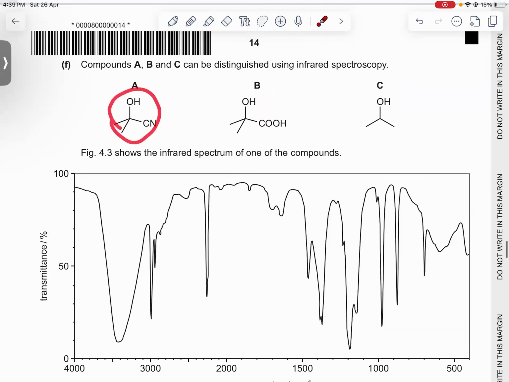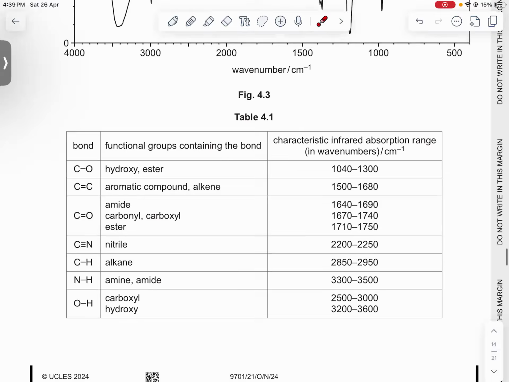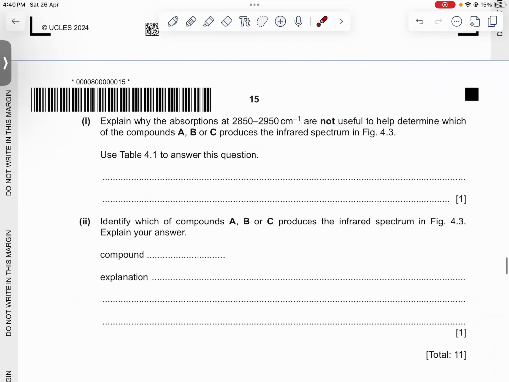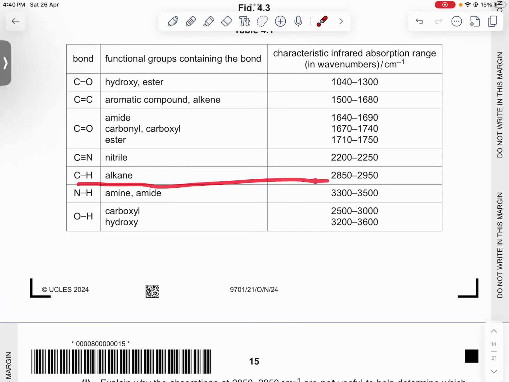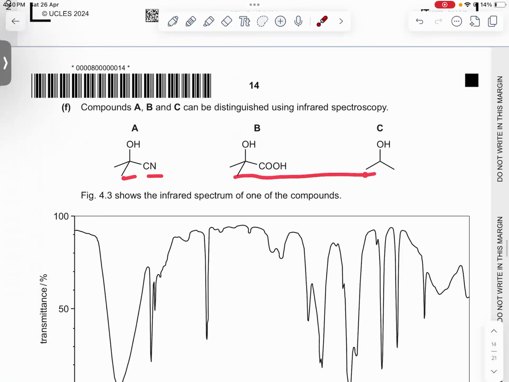Okay. So figure 4.3 shows the infrared spectrum of one of the compounds. We want to explain why the absorptions at 2850 to 2950 are not useful to help determine which of the compounds A, B, or C produces the infrared spectrum in 4.3. Because 2850 to 2890, as you can see, is the carbon hydrogen bond, and all three compounds have the carbon hydrogen bond.